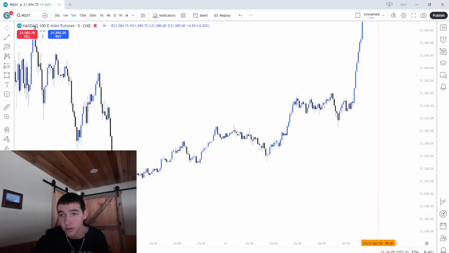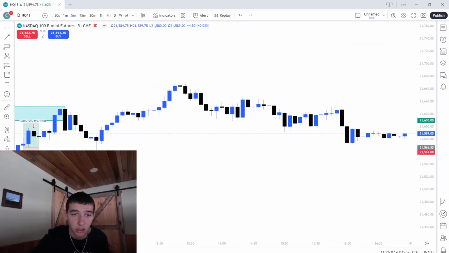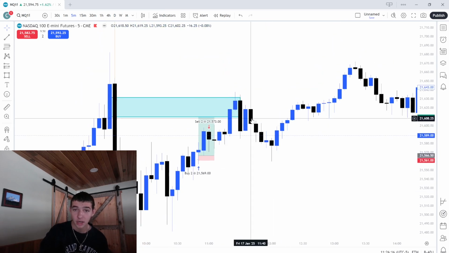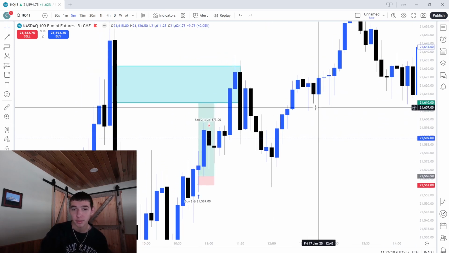So as market was opening, I'm looking for confirmation on the 5 minute time frame, really. And my stop loss, so my final TP was right here.